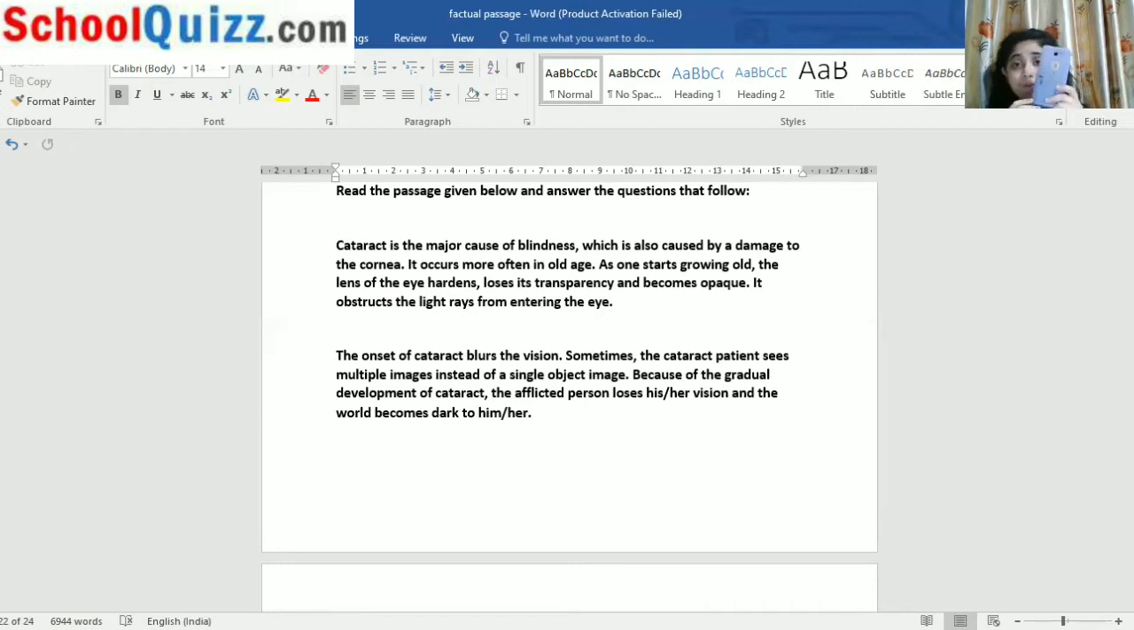I'm holding a single phone, they'll see more phones. I'm holding a single ring, they'll see more rings. Like that, because of age, the cataract arises. It erases your vision. It brings blurriness in your vision. Because of the gradual development of the cataract, the afflicted person loses his vision and the world becomes dark to him or her.